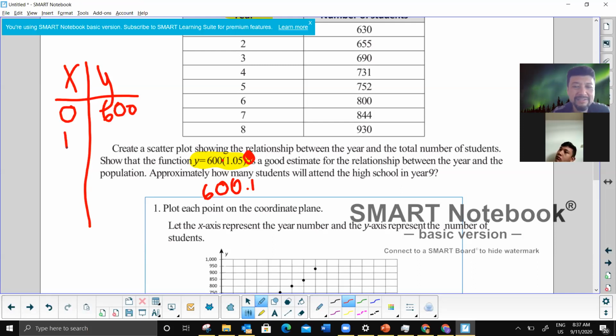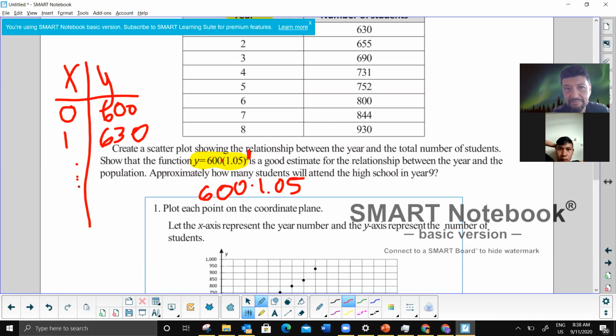And then when you do 1, let me erase some of the stuff. Now we're going to do 600 times, and this is a 1 now, right? I would do 600 times 1.05, which would be 630 or something. Exactly. Now, I want to skip to about number 7, but let's do one in the middle. Let's do 5. So Marcus, what would it be at 5?